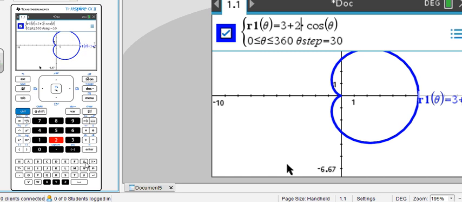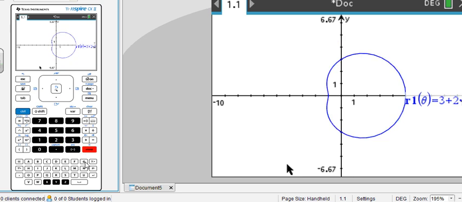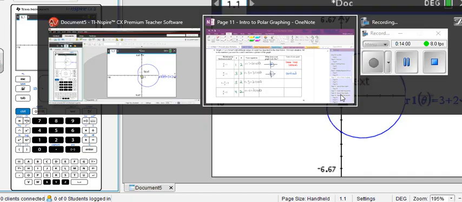And again, I want to see what effect this has on the graph. Now instead of a heart, this has just a little dimple that doesn't go in all the way to the pole. So I'm going to call this a dimpled limaçon.